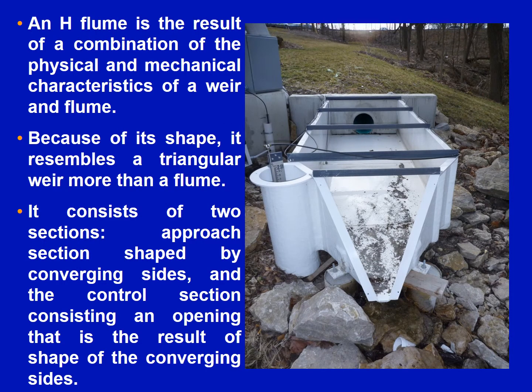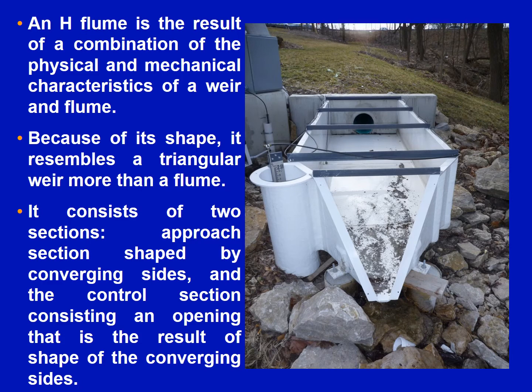So this is another view. In the previous figure and in this figure also, you can see it is a combination. The H flume is a combination of the physical and mechanical characteristics of a weir and a flume. Because if you see this part, it resembles a triangular weir.